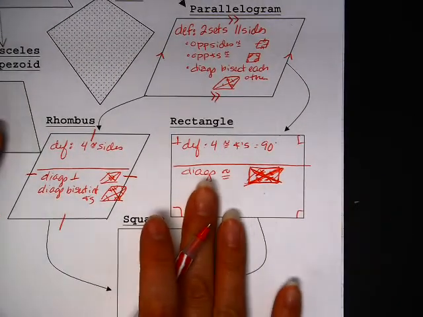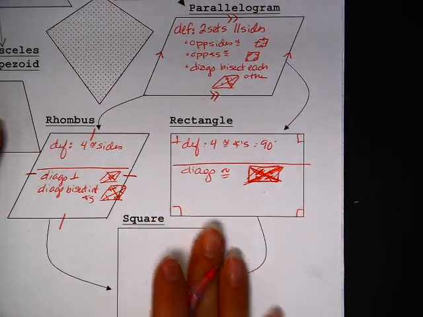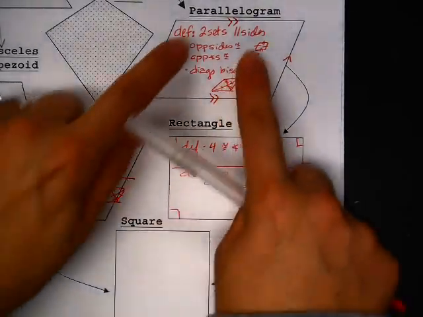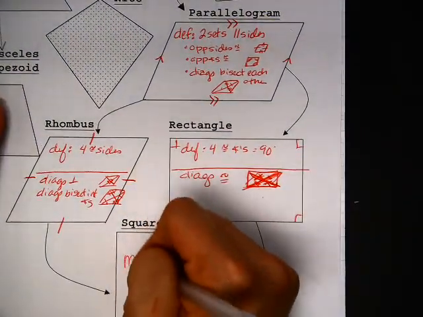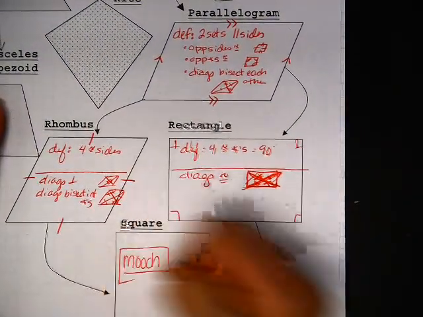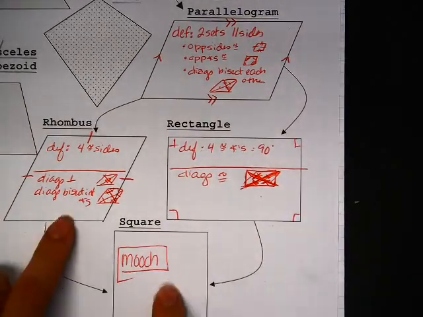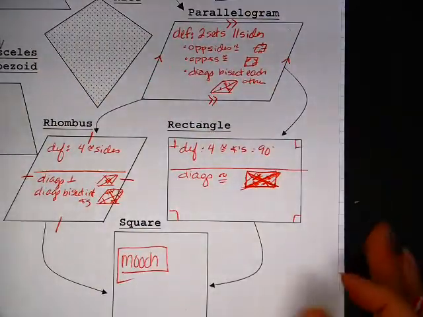Then we get to a square. There's really nothing new about a square. The square is just all these things, all these things, and all these things. So I like to call it a mooch, which is a non-geometric term. But it doesn't really bring anything new to the party. It just steals from all of the other things here.